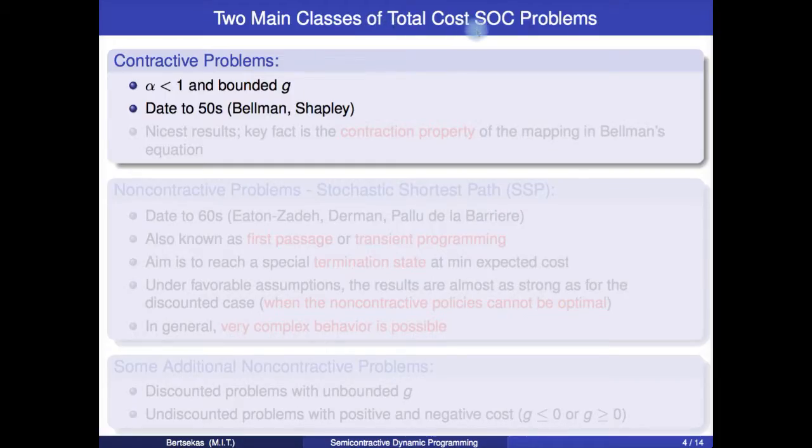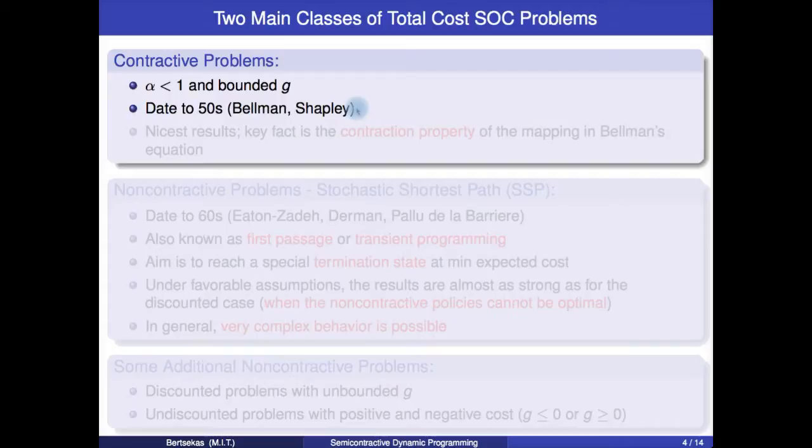Okay, let us now consider various types of stochastic optimal control problems. On one hand, we have contractive problems, the most representative type of which is when there's a discount factor, alpha, that's strictly less than 1, and the cost per stage is uniformly bounded above and below with respect to state and control. These problems date to the early days of dynamic programming. They were investigated by Bellman and also by Shapley in the context of sequential games.